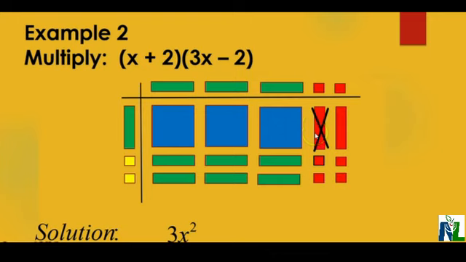So we can cancel out this negative x and a positive x. This negative x and this positive x is another zero pair. We are then left with 4 positive x, and we write plus 4x. Our final 4 blocks here give us negative 4, for a final solution of 3x squared plus 4x minus 4.